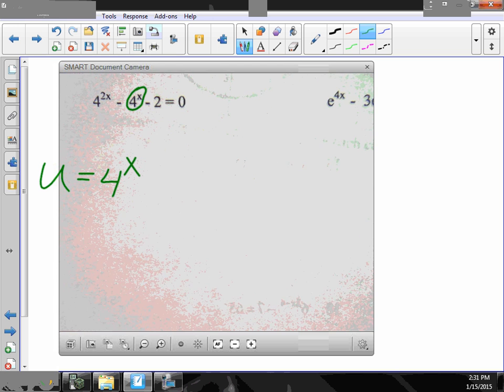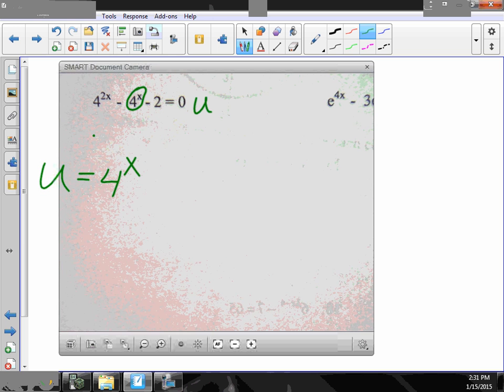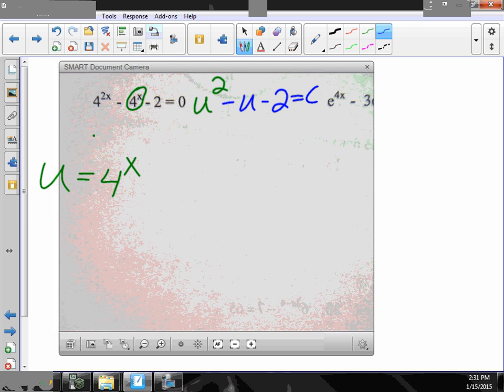So if I were to rewrite this, it would be, what is 4? Well, how would you split that? If I take the 4 out and the x out, what's left? Squared. So it's u squared minus u minus 2 equals 0.